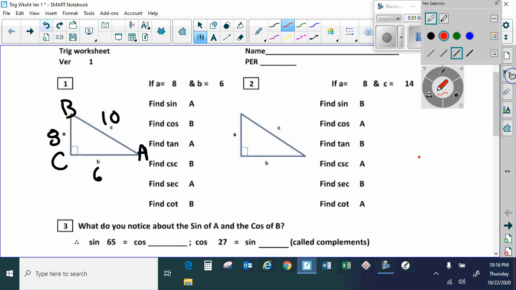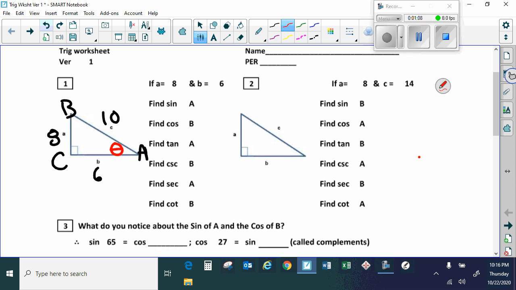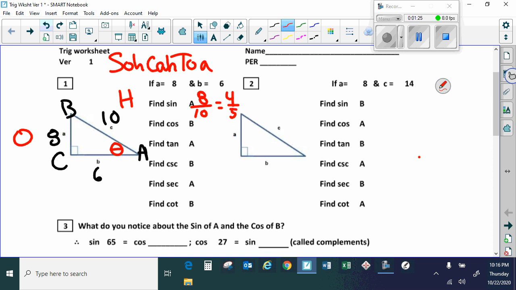Okay, so the sine of A. So here's where theta is right now. Sine, remember, SohCahToa. So sine is opposite over hypotenuse. This is my O, and there's my H. So 8 over 10, and I reduce 8 over 10 down to 4/5. If you don't reduce, you lose a half point. Each one's worth a point.